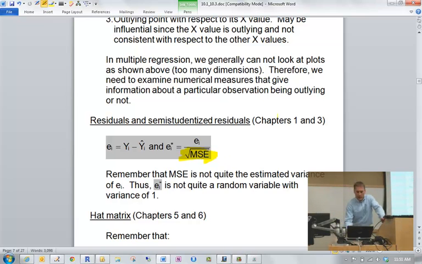But instead, if I were to take E sub i divided by the square root of the estimate of sigma squared times 1 minus that h_ii value, now I get a standardized or studentized value. This has a variance of 1. In fact, it's going to end up having a t-distribution. We'll see more coming up. Before, I couldn't tell you exactly what that distribution was for that statistic.